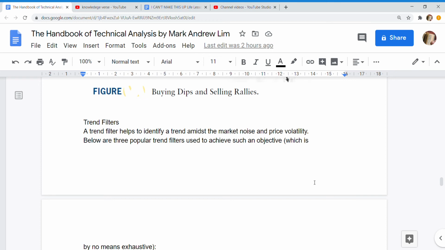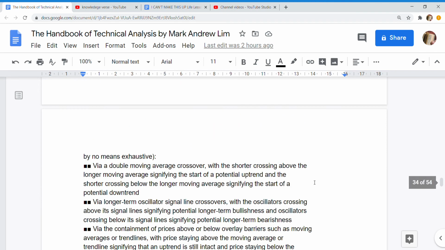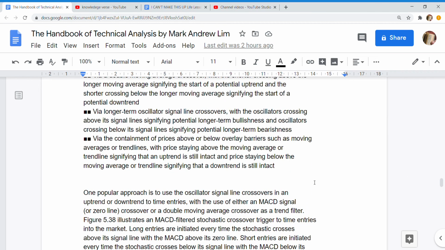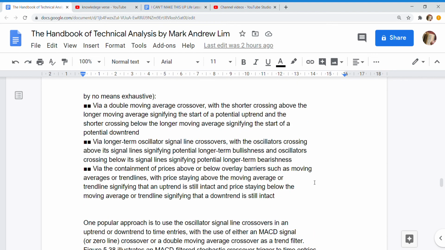Trend filters. A trend filter helps to identify a trend amidst the market noise and price volatility. Below are 3 popular trend filters used to achieve such an objective, which is by no means exhaustive. Via a double moving average crossover, with the shorter crossing above the longer moving average signifying the start of a potential uptrend and the shorter crossing below the longer moving average signifying the start of a potential downtrend.